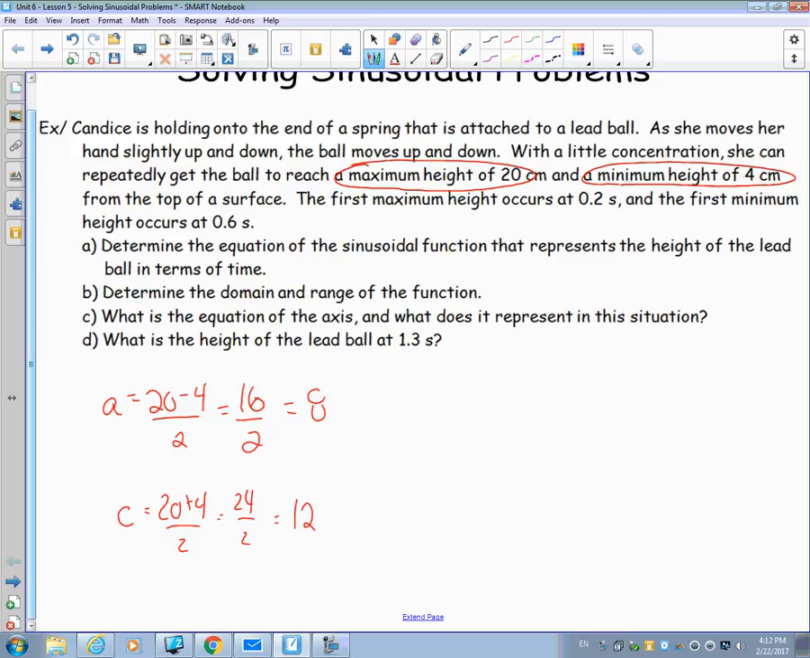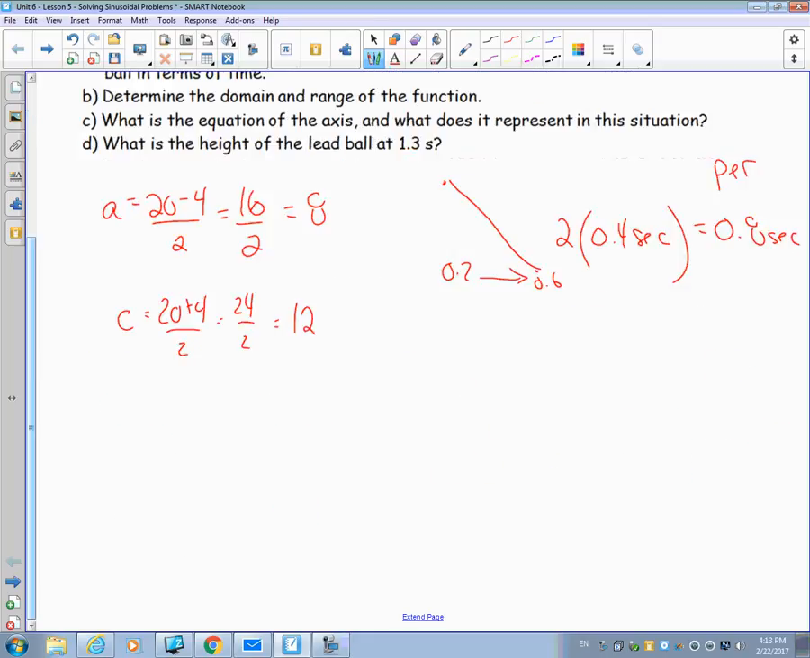She's also told us that the first maximum occurs at 0.2 and the minimum at 0.6. Well, a max to a min is half a cycle. If it took us from 0.2 to 0.6, in other words, 0.4 seconds for half a cycle, we can double that and we get a 0.8 period. Well, that's handy because if I know the period, I can get K. K is 360 over 0.8, which is 450.